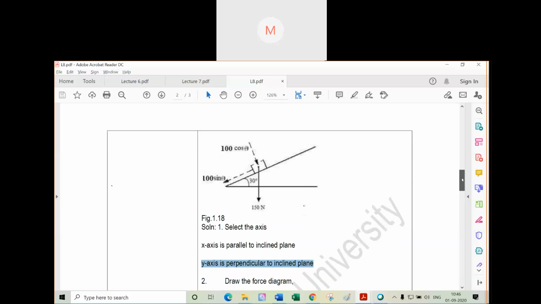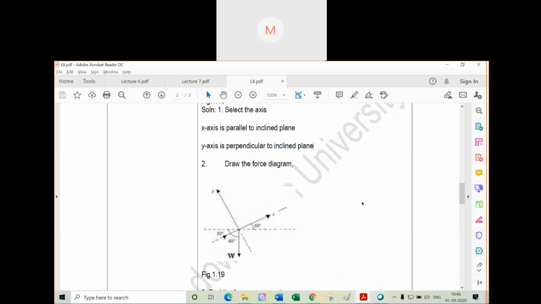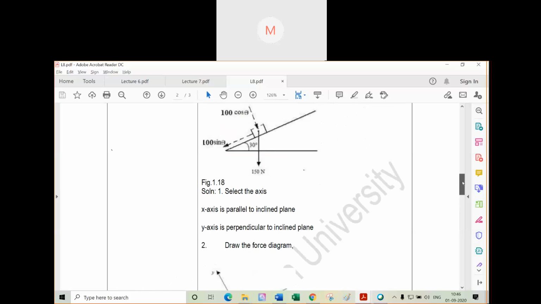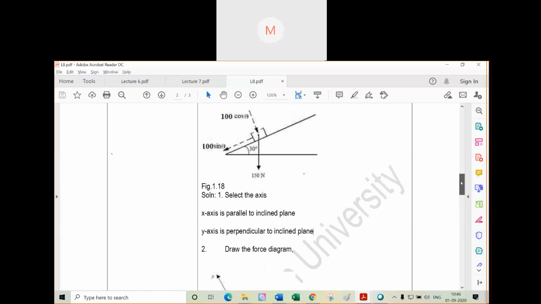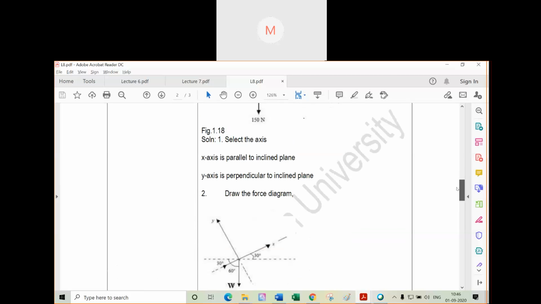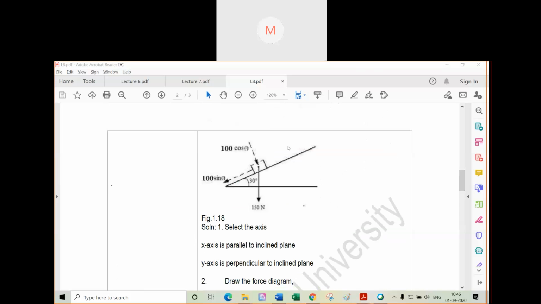Now after that, what you will do is draw the force diagram. The force diagram means the free body diagram. Okay. So how will the free body diagram look now? Just draw one line parallel to this line. Okay. And you can just extend this line like this.